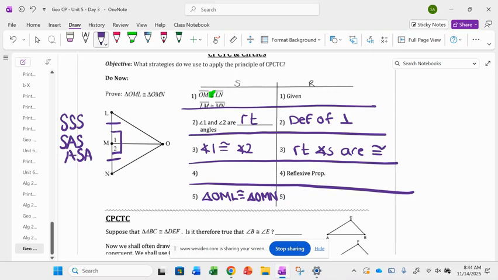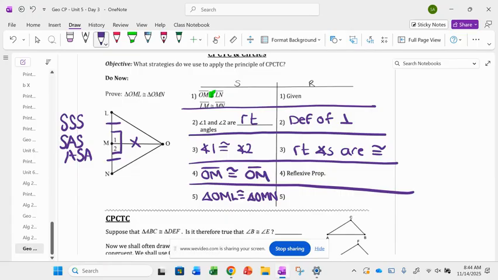So we need one more thing, and they're giving us a clue that's saying it's reflexive. So what here is the same thing in both triangles, Leilani? Segment OM. You got it. Segment OM is the same in both triangles. So we're going to say OM congruent to OM reflexive.